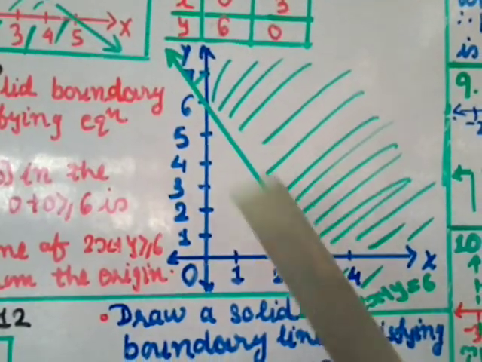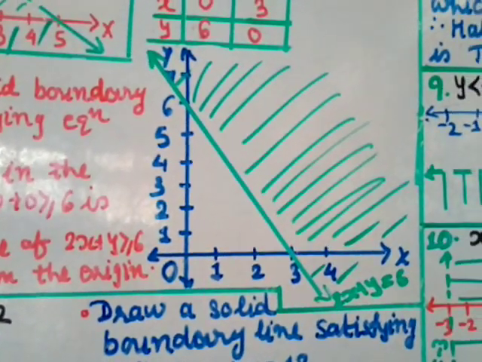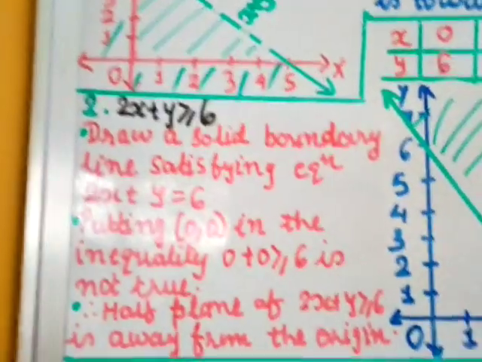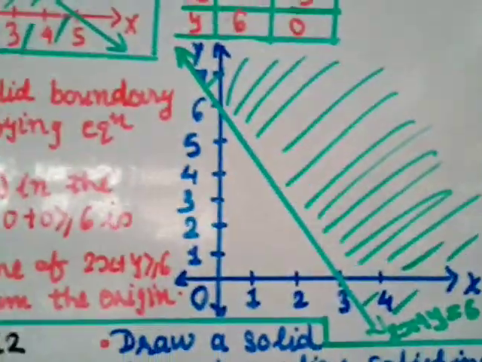Draw the line. Here you have to draw a dark line or solid line. Why? Because here greater than or equal to is there. In the previous question only strictly less than was there. Here greater than or equal to is there. The equal to sign also is there. So you have to draw a solid line. So this is the graph.